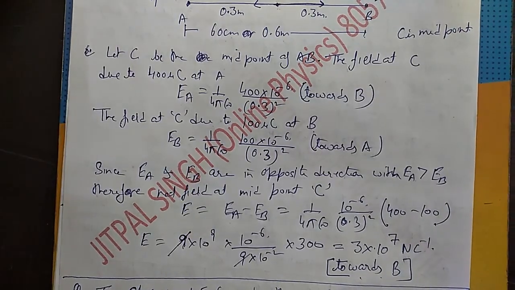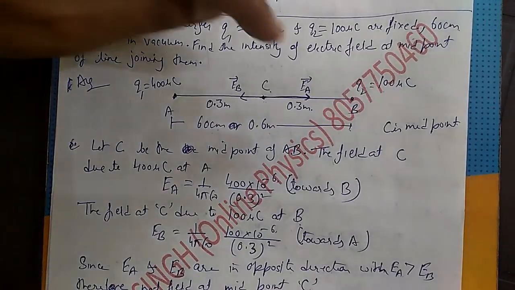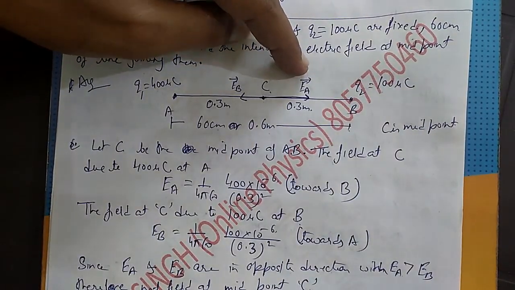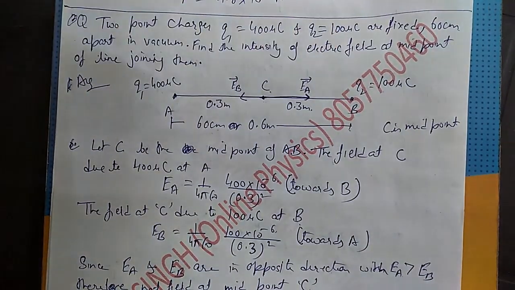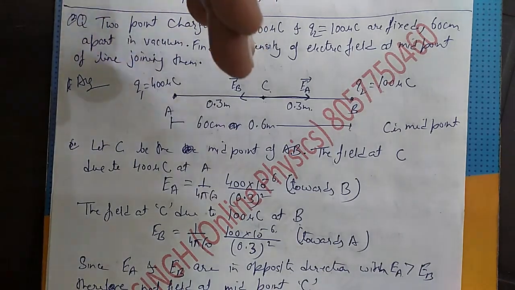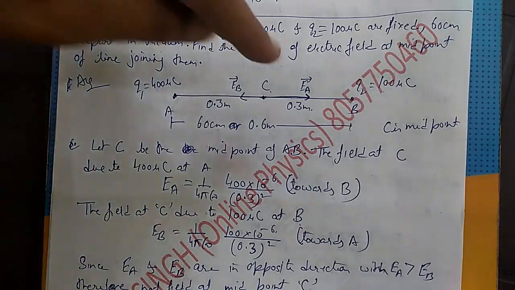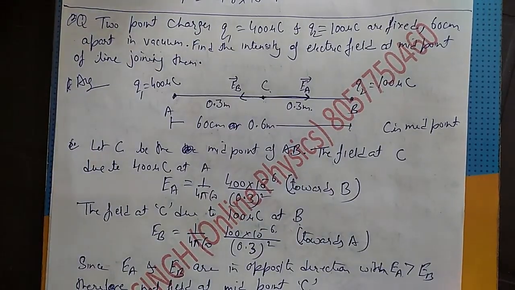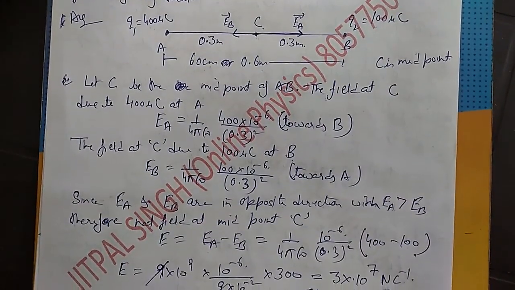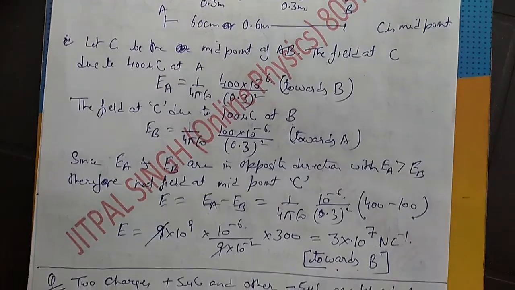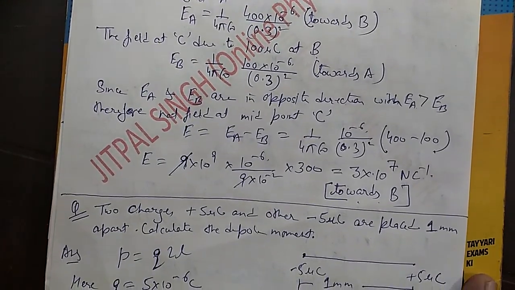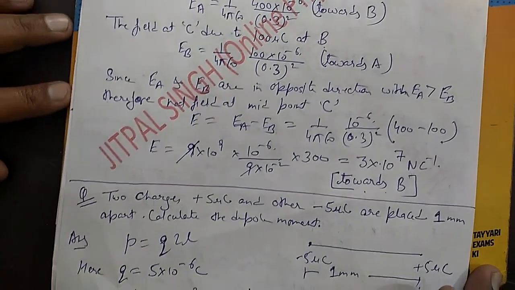Why? Because field EA is greater than EB, so the net field would act in the direction of EA. That means towards B. That's why towards B is mentioned here. Now moving ahead with the next numerical.